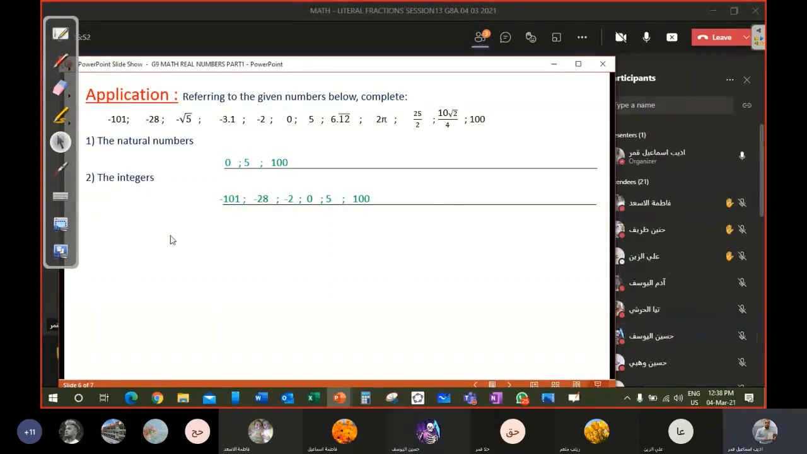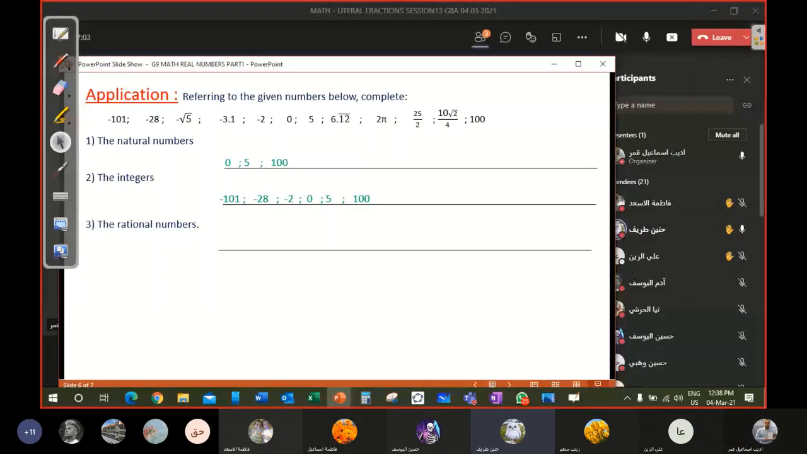Now, Haneen, the rational numbers. The rational numbers are 0.12 or 25 over 2. There is no 0.12. 6.12 period. 6.12 period. Continue. 25 over 2 or 10 radical 2. No. 10 radical 2 is not a rational number.